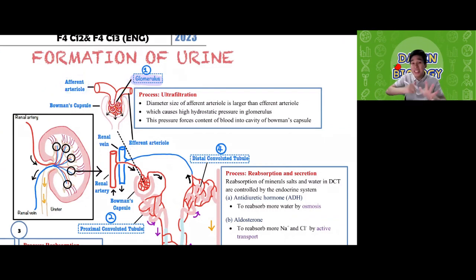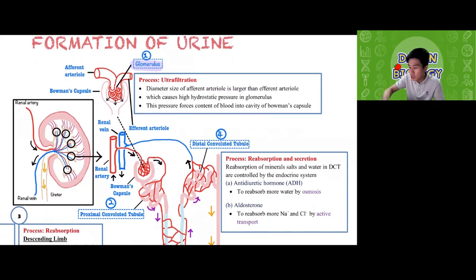Okay, so basically what's happening here at the glomerulus is they want to take out the blood and put it inside the nephron, and then only it slowly separates. So this process is known as ultrafiltration. Okay, I know it's filtration.